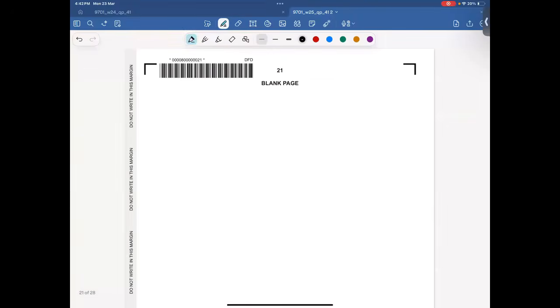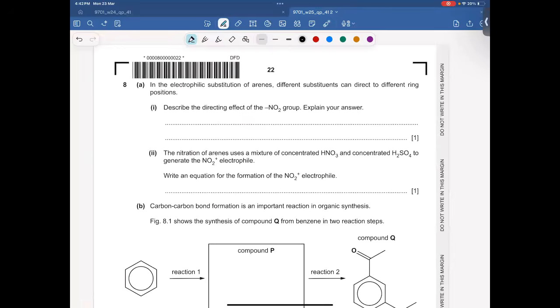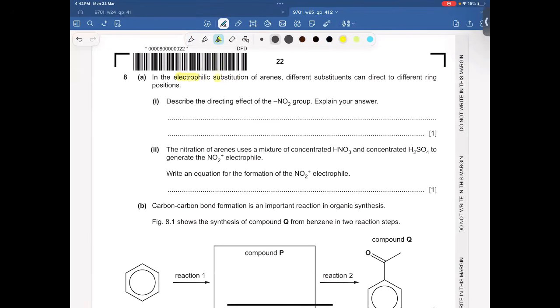Let's move on to the next one. Question number 8. In electrophilic substitution of arenes, different substituents can direct different ring positions. That's called orientation of benzene, which we have discussed in such detail so that you can apply these questions. Describe the directing effect of the NO2 group. Explain your answer. Well, NO2 group is a meta directing group.